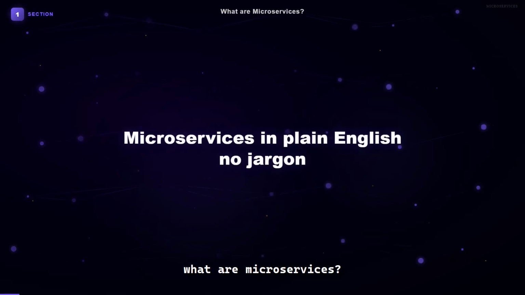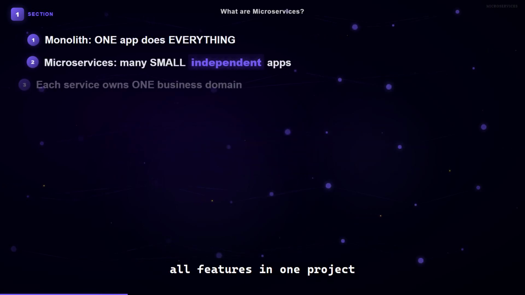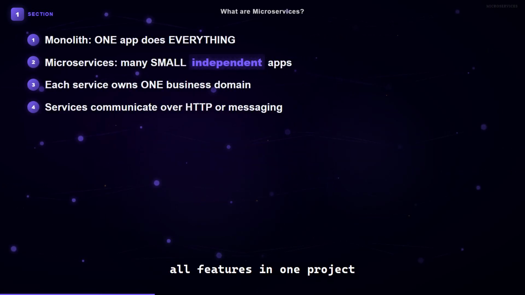Section 1. What are microservices? In plain English, a monolith is one big application that does everything. Users, orders, products, payments all in one project, one database, one deployment. Change anything and you redeploy the whole thing.